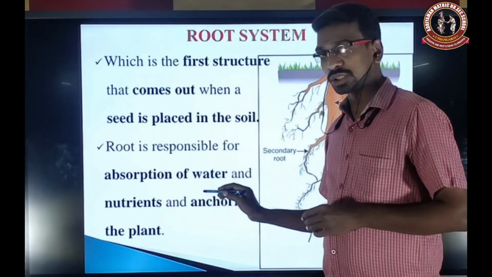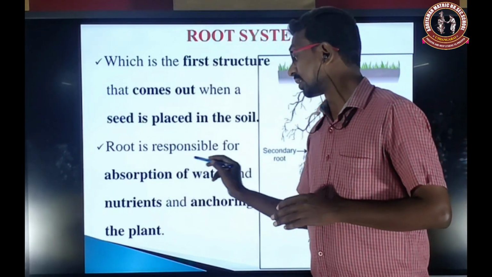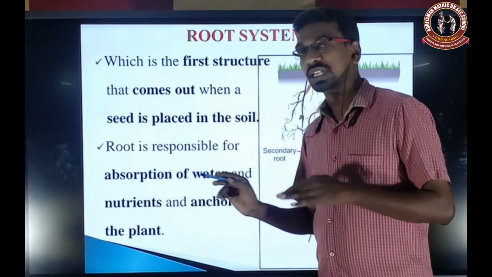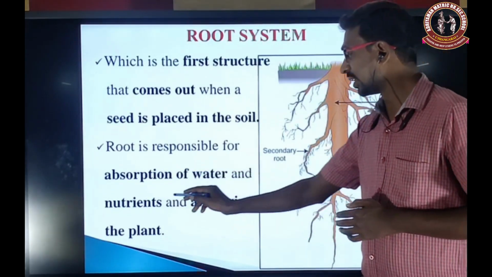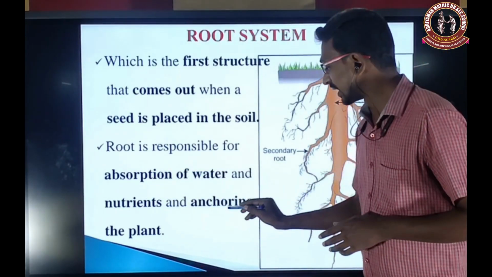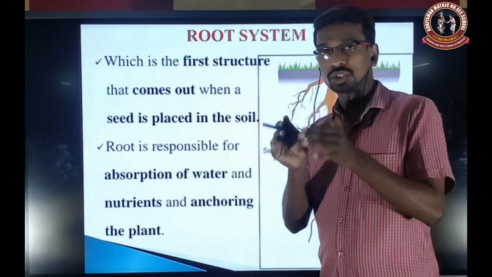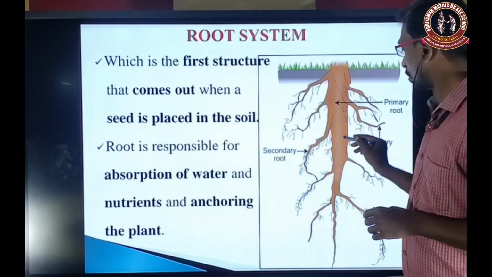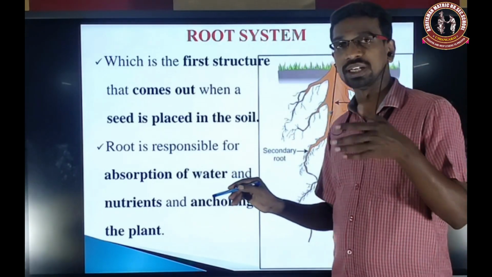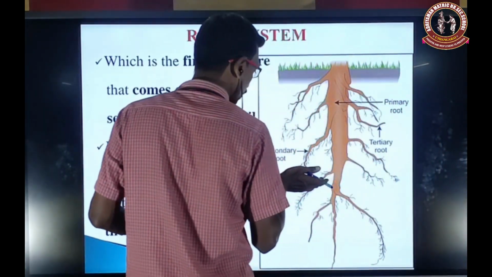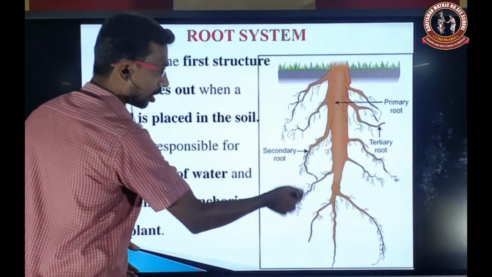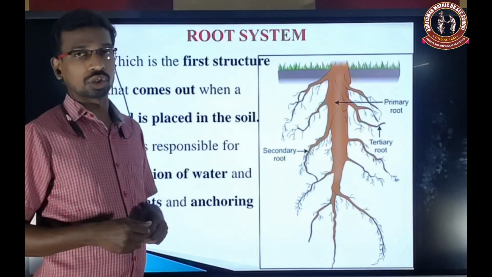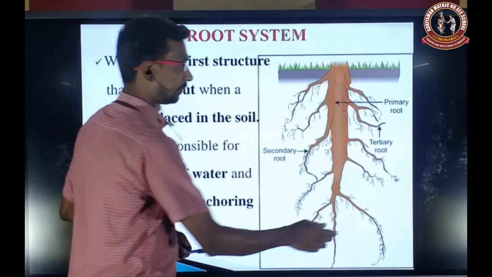Root is responsible for absorption of water and nutrients. It helps in the absorption of water and nutrients, and also anchors the plant on the soil. It fixes the plant on the soil. So the root is mainly helpful to absorb water and mineral salts from the soil. Nutrient means the mineral salts from the soil. And it also helps to fix the plant on the soil. That is anchoring.